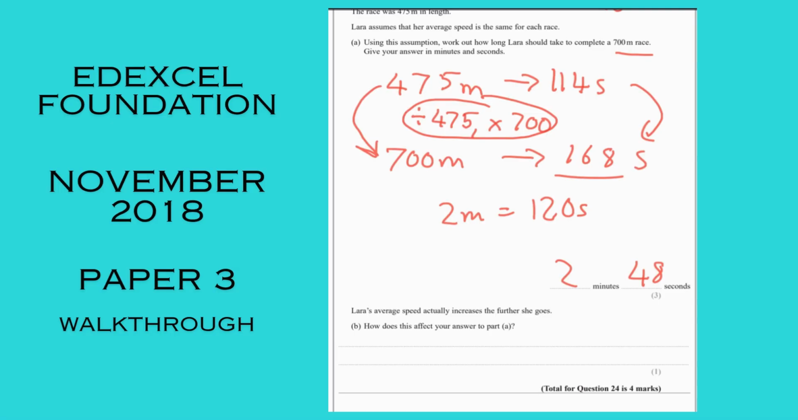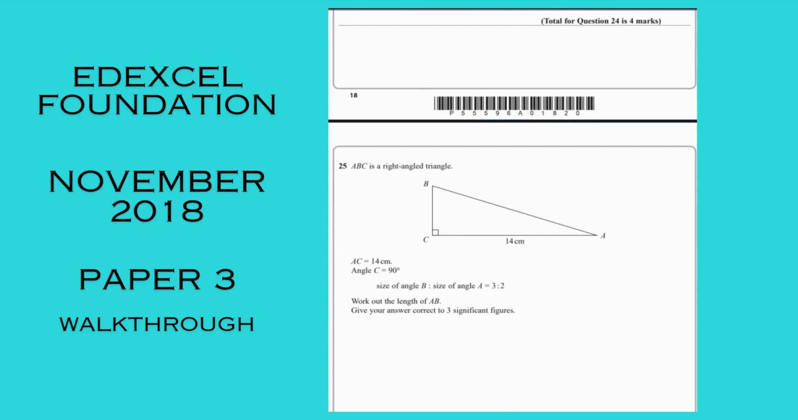So what will happen to part A? So as she increases her distance, the time, her average speed, all right, the time will reduce it. All right, the further she goes, it will reduce her average speed. Next, on to question 25.